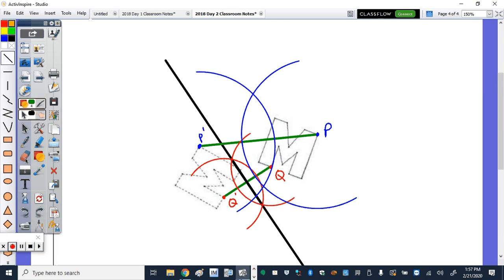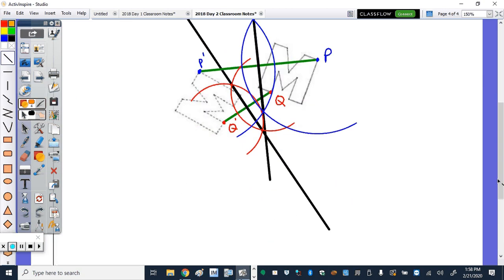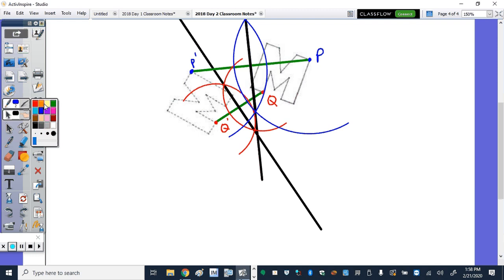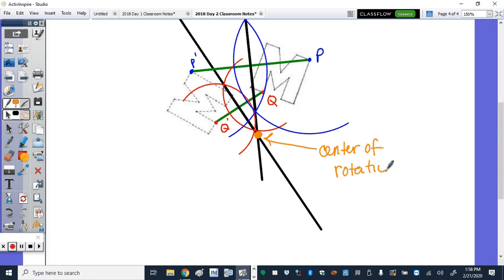Now with the line tool in black, all I need is where these two black lines cross. But I will extend it. And then let's grab orange. So let's move it down. This point right here, you put a point there, is the center of rotation. And I like to make sure that's clear that this is my center of rotation.